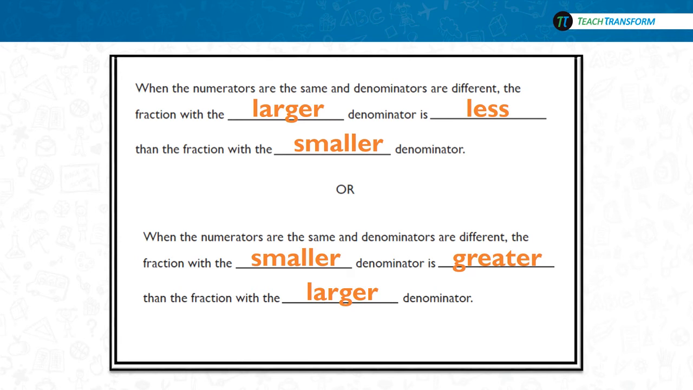Now let's look at how we fill in the blanks. There are also two ways to fill in the blanks. Here's the first way. When the numerators are the same and the denominators are different, the fraction with the larger denominator is less than the fraction with the smaller denominator. The second way you might have written it, when the numerators are the same and the denominators are different, the fraction with the smaller denominator is greater than the fraction with the larger denominator.